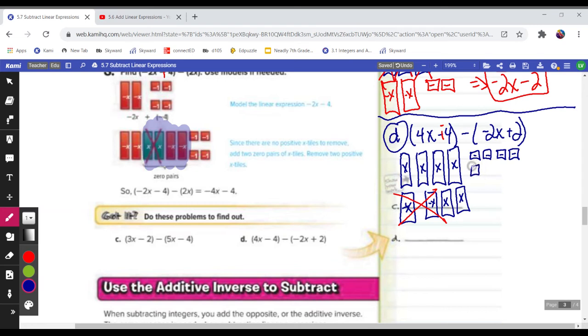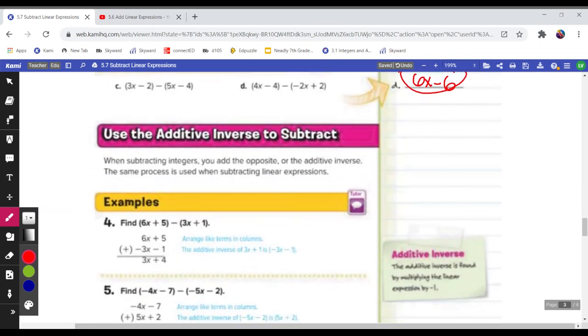Well, I don't have 2 positives, so I need to make 2 positives, but I have to make the opposite, or I'm sorry, I have to make the 0 pair as well. So I add 2, or I'm sorry, I subtract 2. So I'm taking away 1, 2. So that leaves me with 6x minus 6.